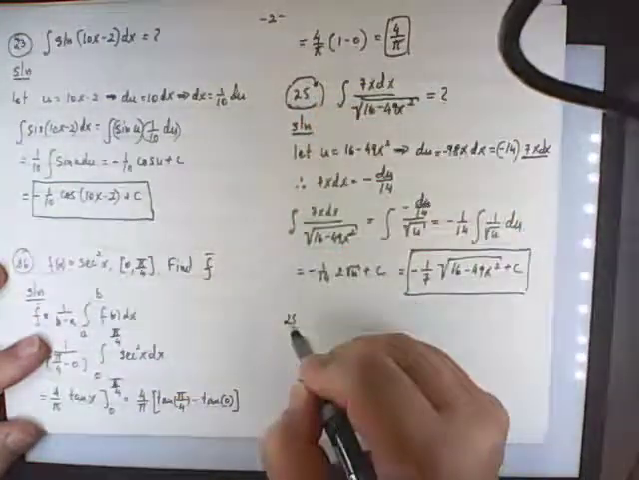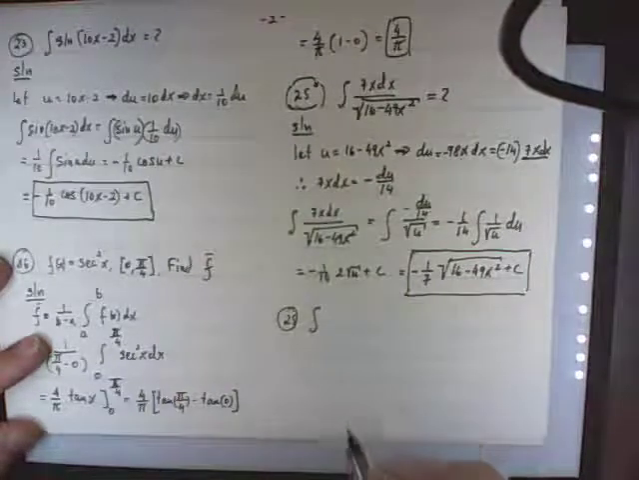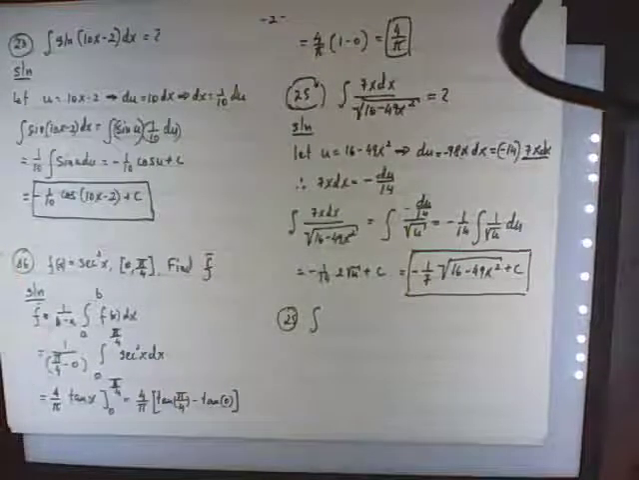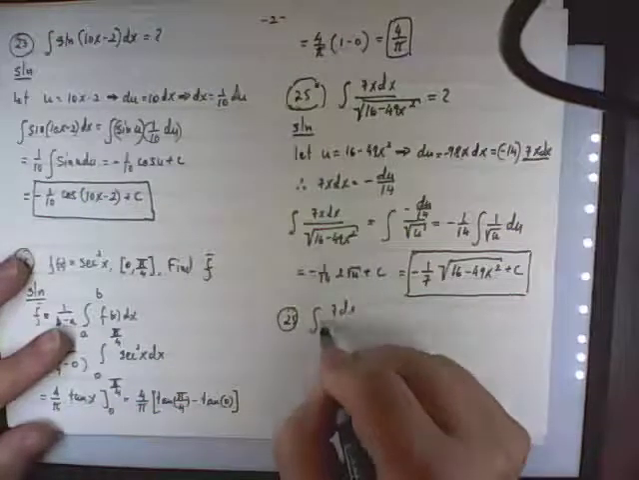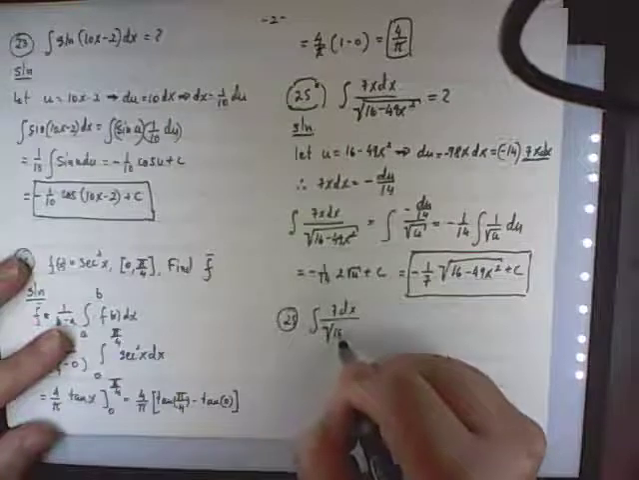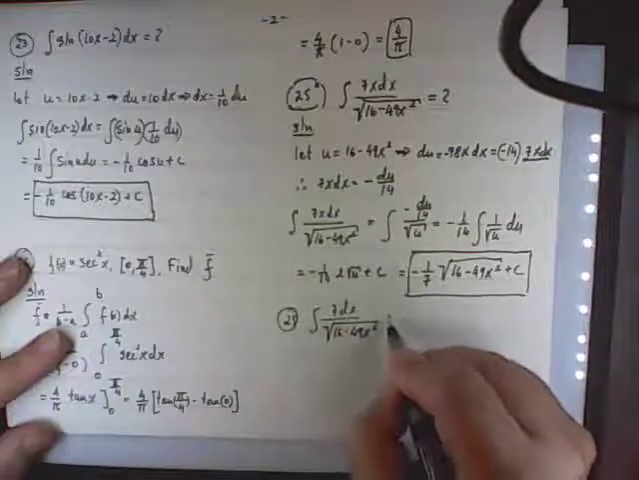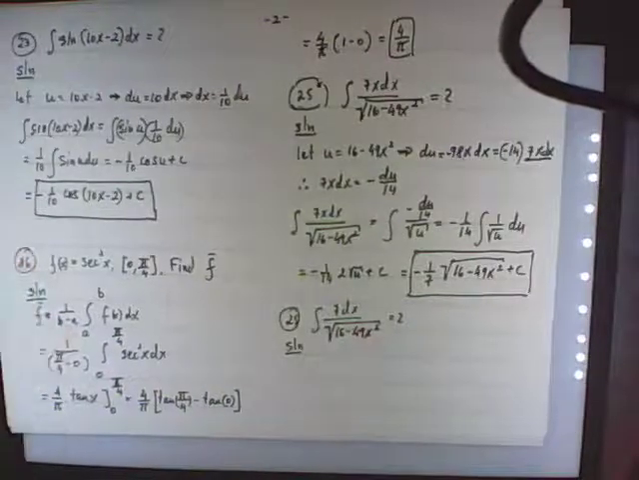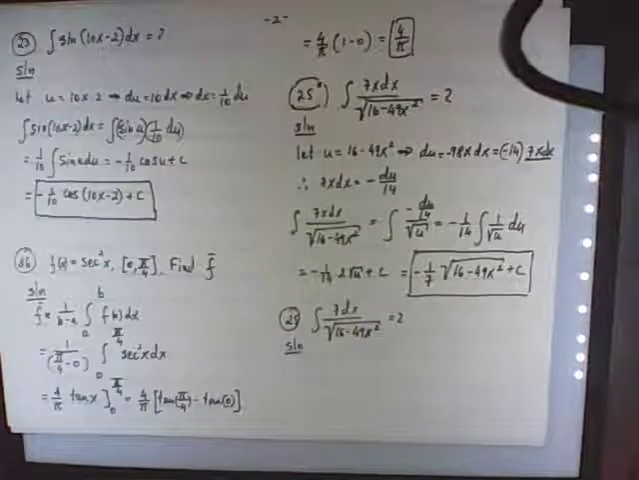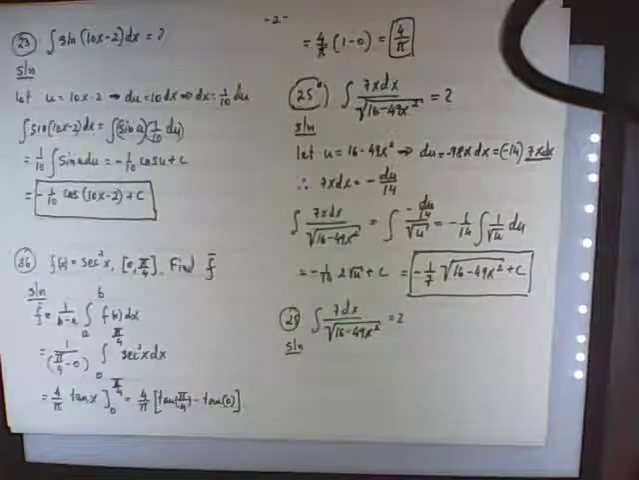Okay. So the original problem is the integral of 7 dx divided by the square root of 16 minus 49x squared. Okay? Now, we'll do a different u substitution. I didn't let Travis finish all the way to the end, so he didn't get to the punchline.